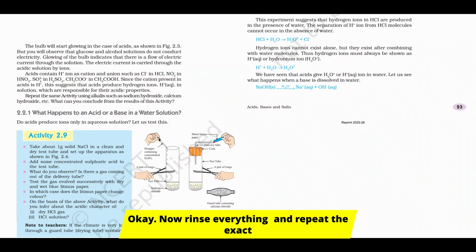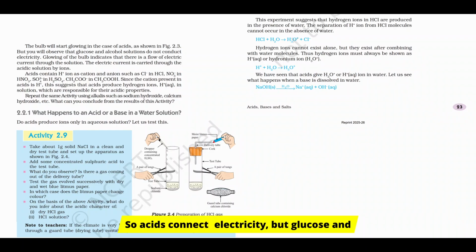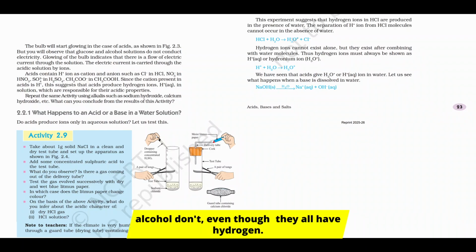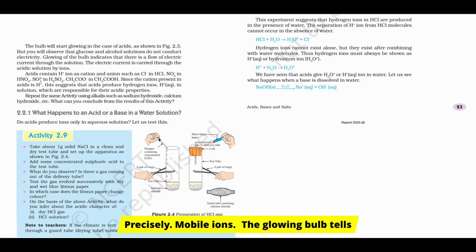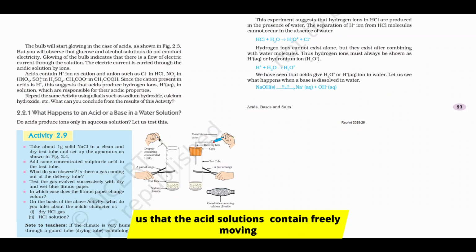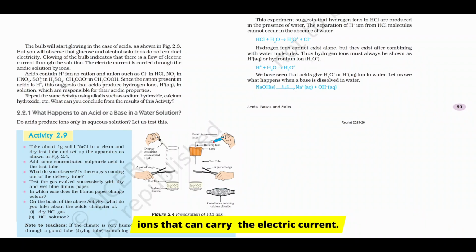Okay. Now rinse everything and repeat the exact same test, but this time using a glucose solution. Does the bulb glow? I suspect not. You suspect correctly. The bulb does not glow. Same result if you use an alcohol solution. The bulb stays dark. So acids conduct electricity, but glucose and alcohol don't, even though they all have hydrogen. Why? What allows electricity to flow through a solution? Moving charges. Ions. Precisely. Mobile ions. The glowing bulb tells us that the acid solutions contain freely moving ions that can carry the electric current.